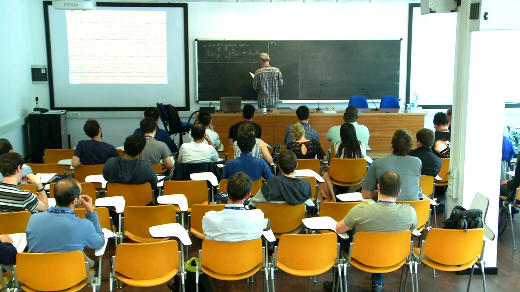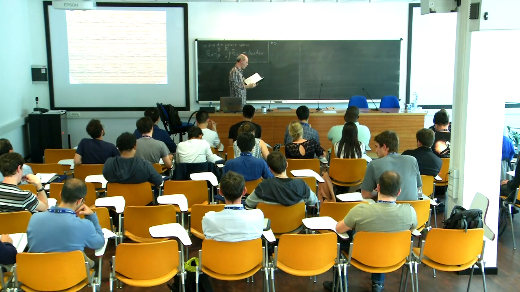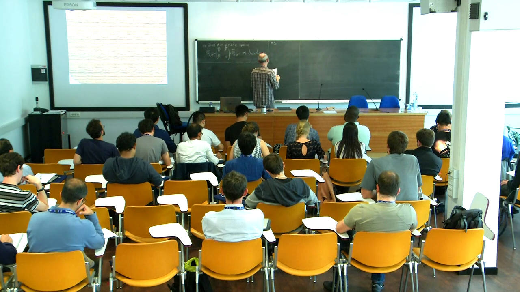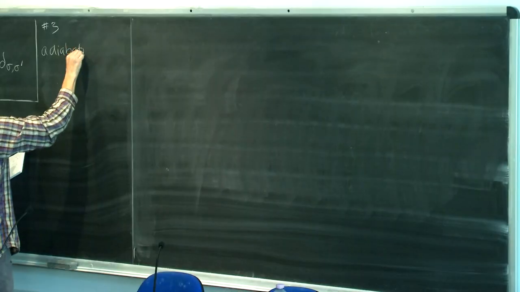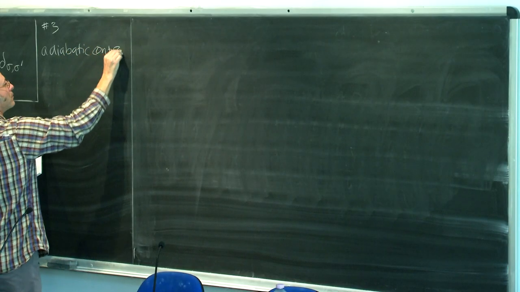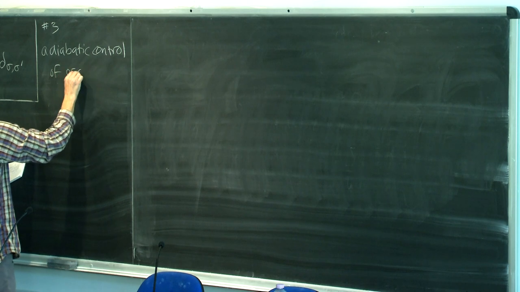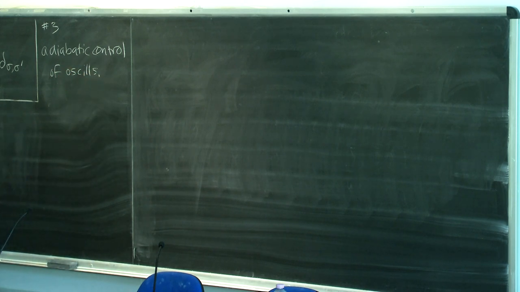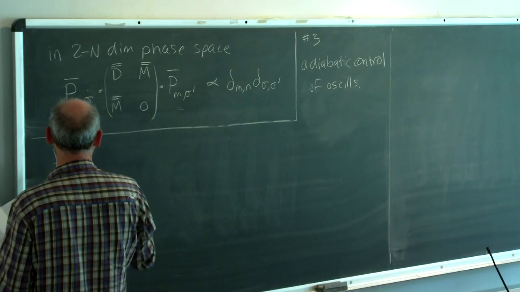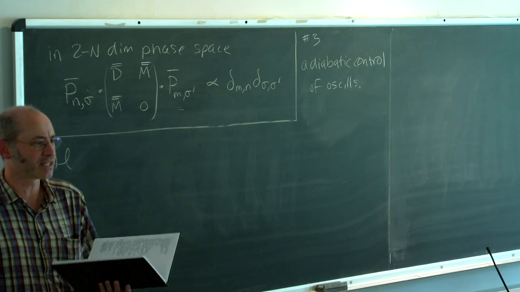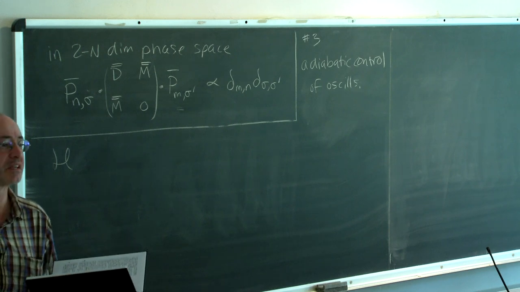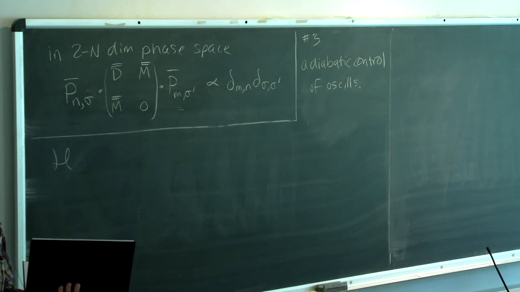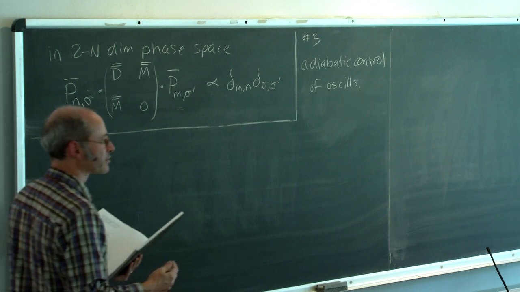So we'll start lecture number three. And the topic that I really want to talk about here is adiabatic control of oscillators. So what do I mean by that? Well, let me suppose that I have a system of two harmonic oscillators. In this lecture, we're going to take all of this complicated stuff about phase space, normal modes, and all that, and leave that behind. It was hopefully a pedagogical exercise. We learned something interesting about how to describe these systems.